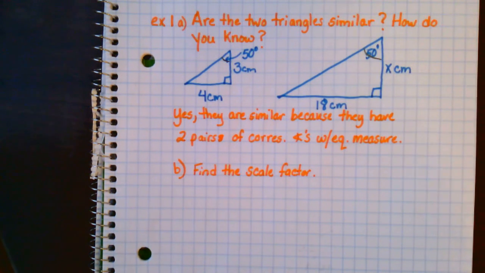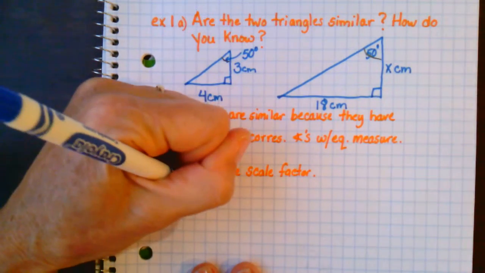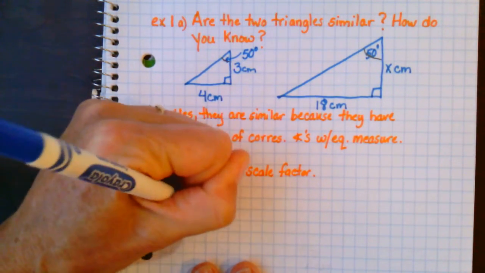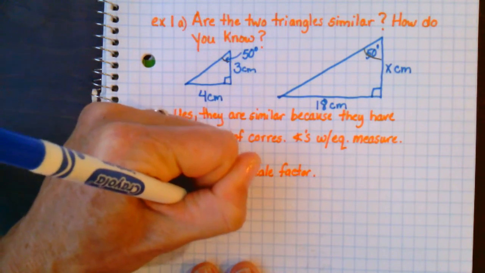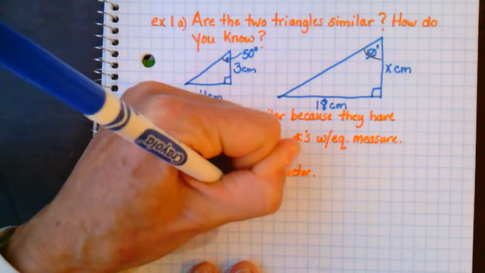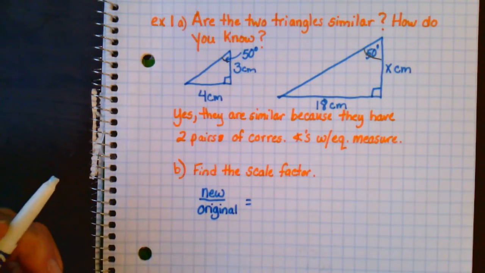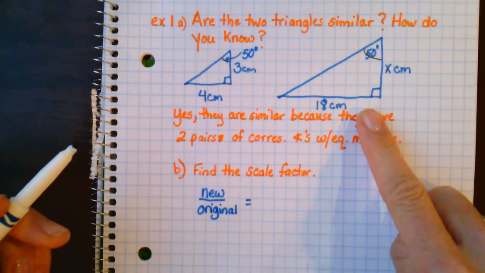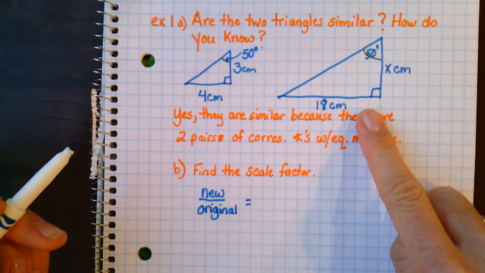Part B asks us to find the scale factor of these two triangles. Recall that the ratio for scale factor is new over original. So we are going to compare corresponding sides between the two triangles. Let's call the larger one the new triangle and the smaller one the original.